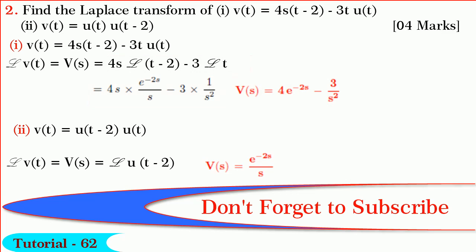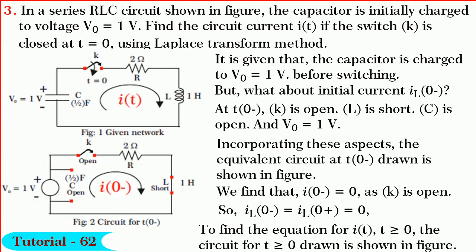Next, we shall consider ψ(t) = u(t − 2). We know L{ψ(t)} = Ψ(s), and that is equal to L{u(t − 2)}. Hence, we get Ψ(s) = e^(−2s)/s. Very simple, isn't it? Friends, next we shall solve question 3.